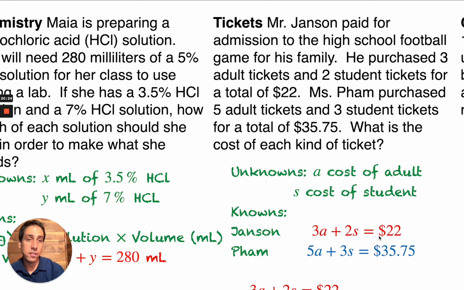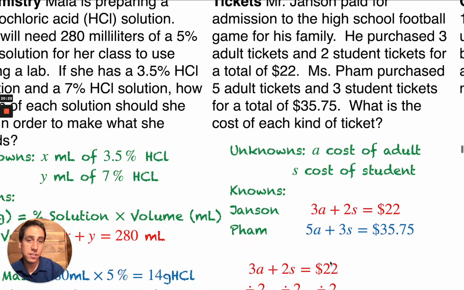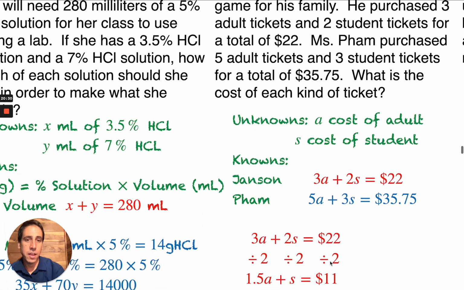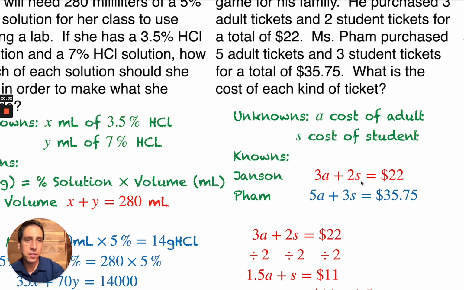3A plus 2S is equal to $22. 5A plus 3S is equal to $35.75. Boom. All right, so we're going to have to get one of these variables all by themselves. I think the easiest thing to do would be to get this S all by itself. It's just a choice that I'm making. You could choose any of these, this A, this S, this A, or this S, but I'm going to choose this one because I think it's easiest.